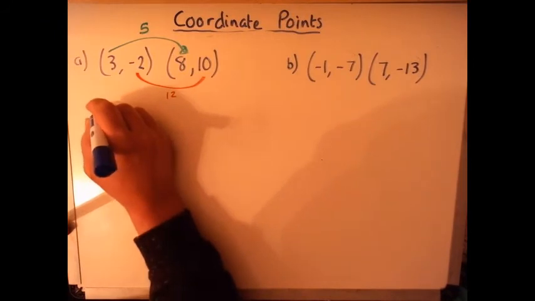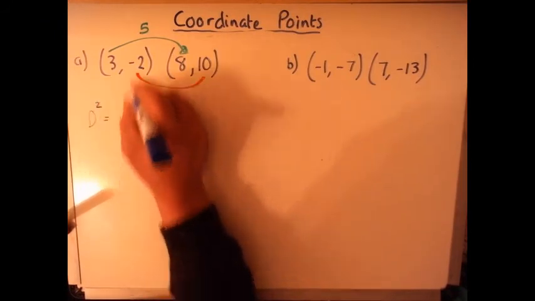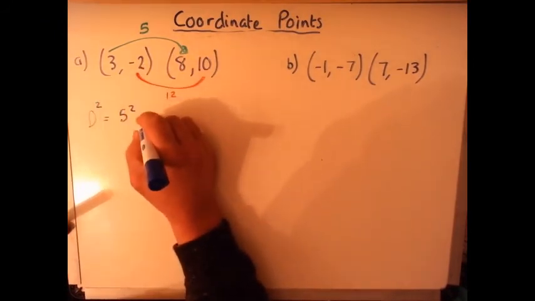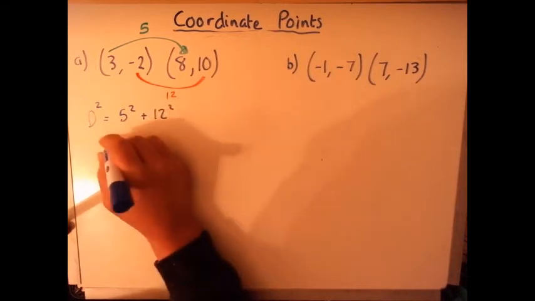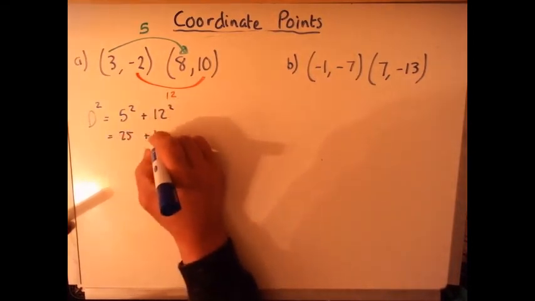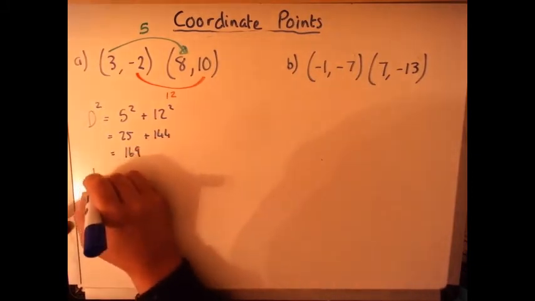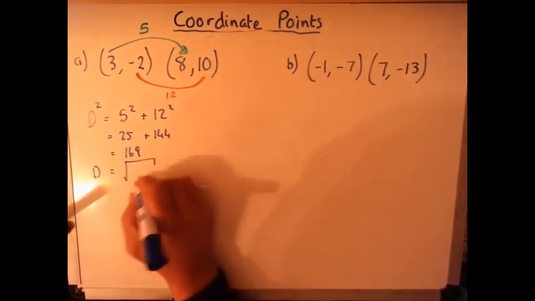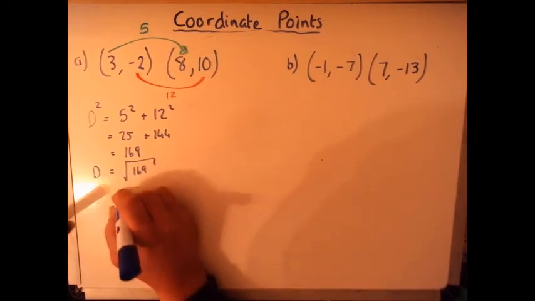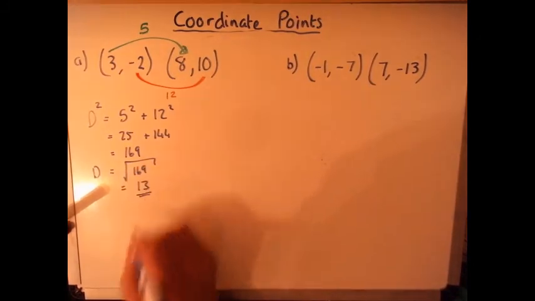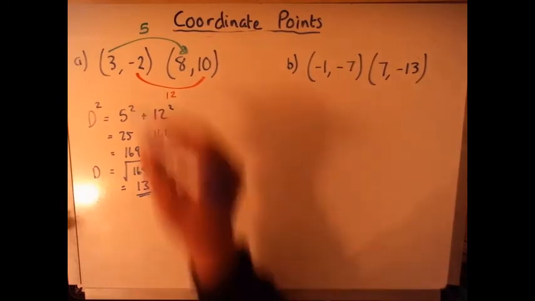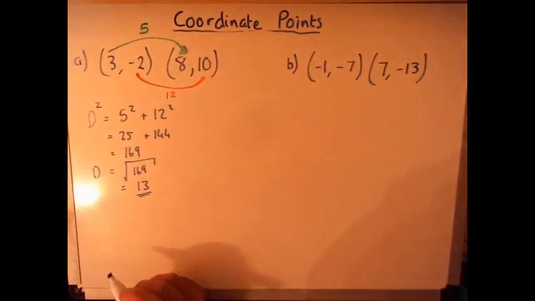And we know that the distance squared using Pythagoras is going to be 5 squared plus 12 squared. 25 plus 144 is 169. And then to find that distance, square root that answer, and I get a distance of 13. So again, that's just using the 5 and the 12.